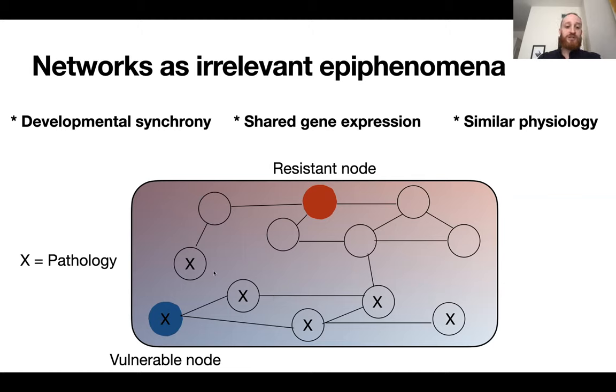But the truth, in this toy example, is that the pathology is actually appearing in regions that are far away from this resistant node. This gets even more complicated when we know that there's a relationship between vulnerability of tissue, or I should say similarity of tissue, and the network architecture. So it's incredibly hard to really disentangle these elements, and we have to understand this is a possibility, that there's not actually an agent-based spread going on.